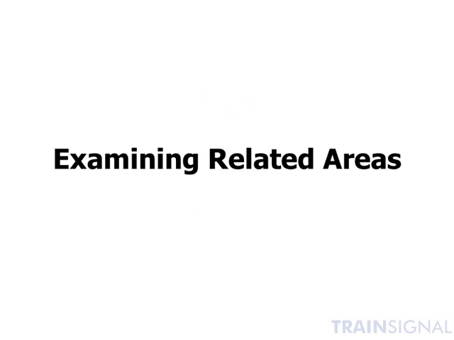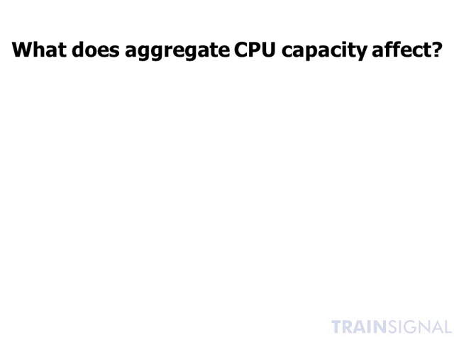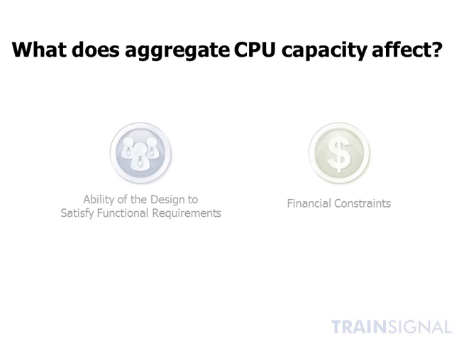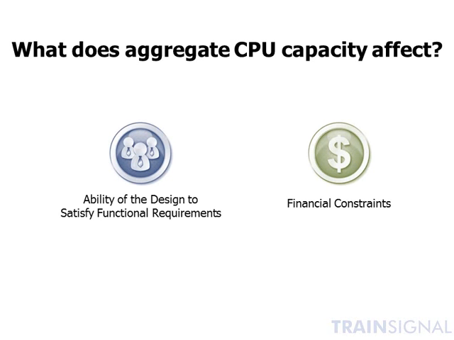The whole idea behind examining related areas is asking ourselves questions like, what does aggregate CPU capacity affect? And then being able to describe or list all of the other areas that are impacted or affected by changes in aggregate CPU capacity. I have 2 examples here. For example, the ability of the design to satisfy functional requirements. If I don't specify a large enough value for aggregate CPU capacity, then the design will be unable to satisfy the functional requirements. It will be unable to provide enough aggregate CPU power to drive the applications, operating systems, and workloads that are specified to run in this.